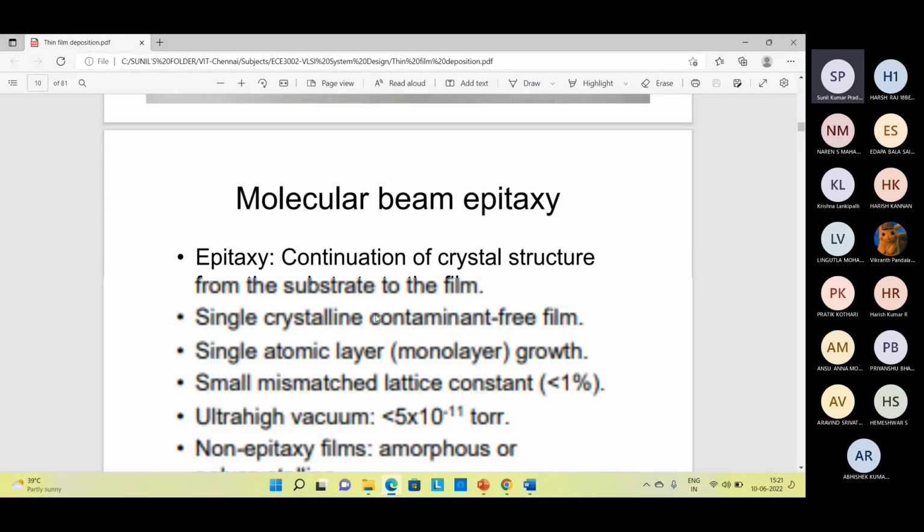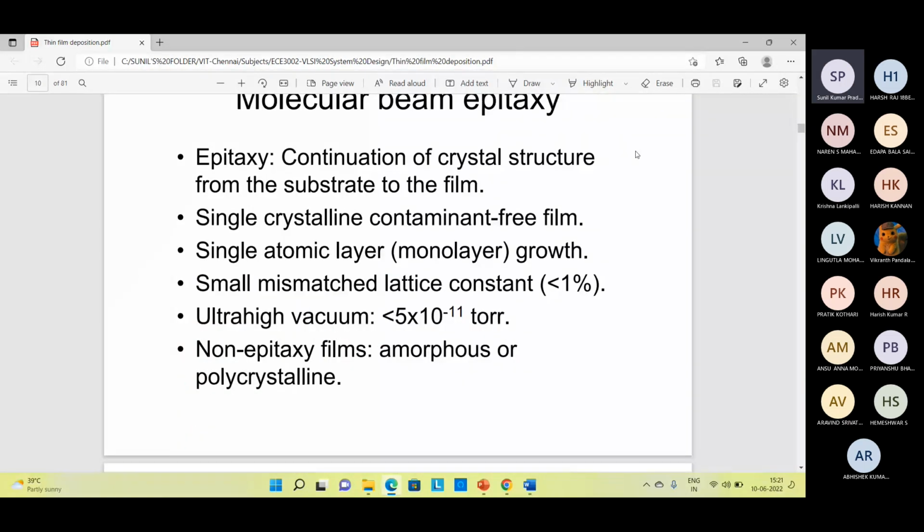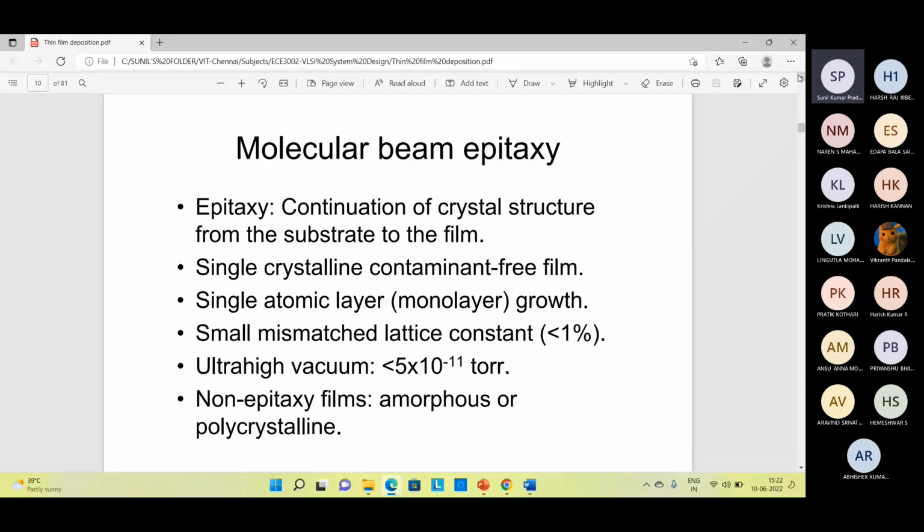Molecular beam epitaxy is also one of its kind, so that means it also comes under physical vapor deposition. In molecular beam epitaxy, in these cases, the vacuum is very good, so you can easily attain up to 10 to the power minus 10 millibar, or 10 to the minus 11 millibar. Now, what is meant by epitaxy? Epitaxy means the continuation of crystal structure from the substrate to the film. So that is called epitaxy.